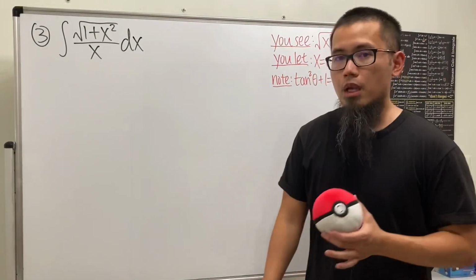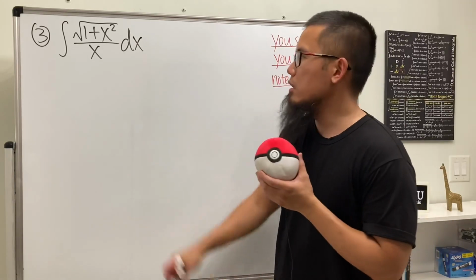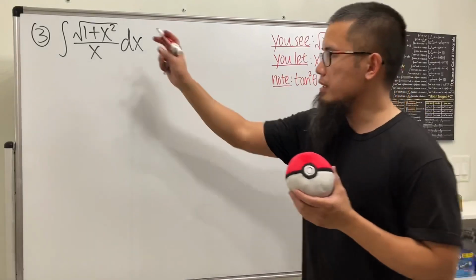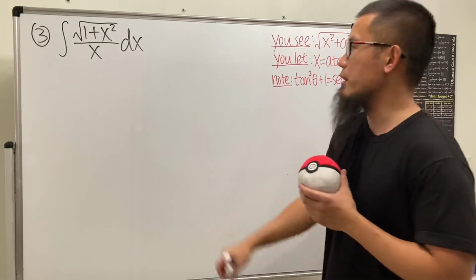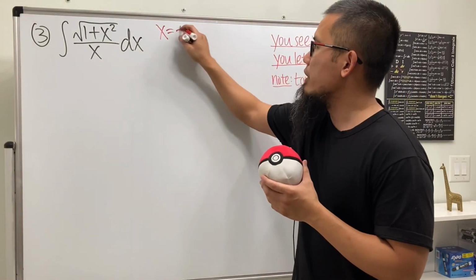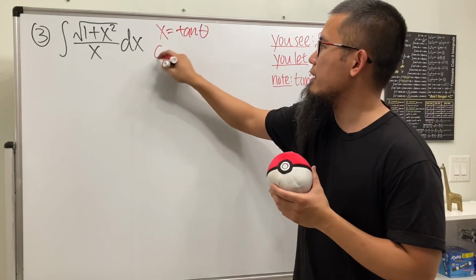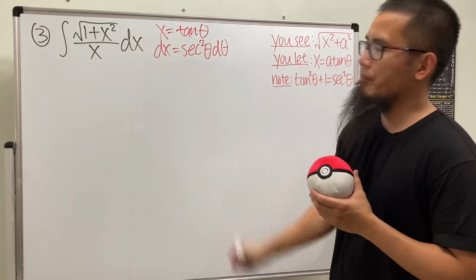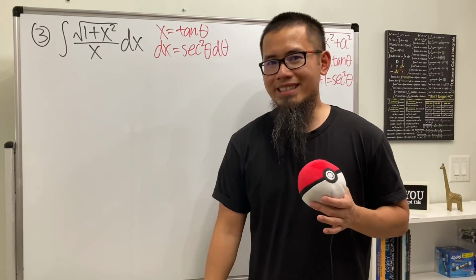This is it. For number 3, we have the integral of square root of 1 plus x squared over x. So we see that a is equal to 1. Let's just get started. Let x equal tangent theta, and then dx is just secant square theta d theta. In fact, this is a hard one, and you will see why.